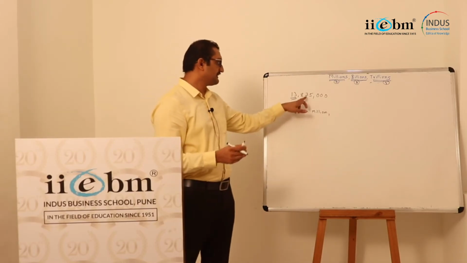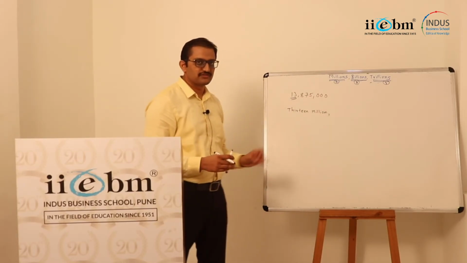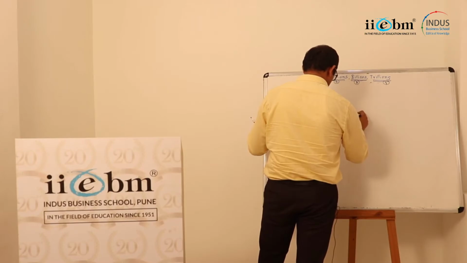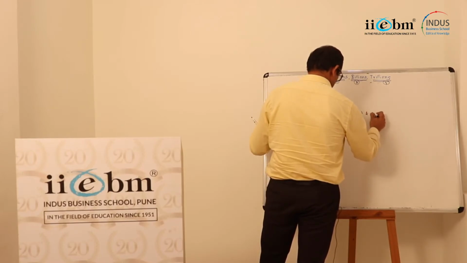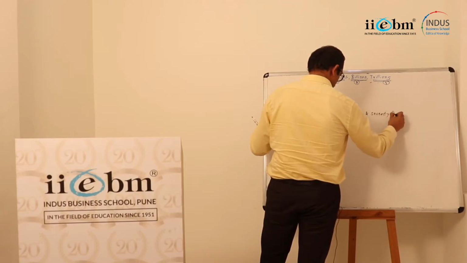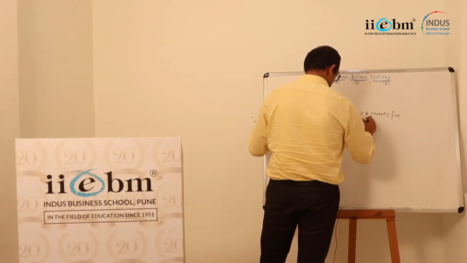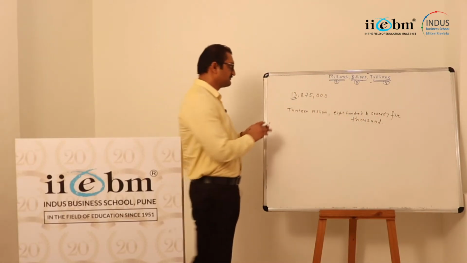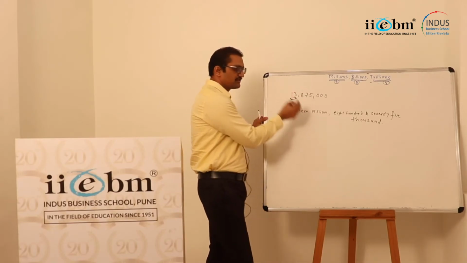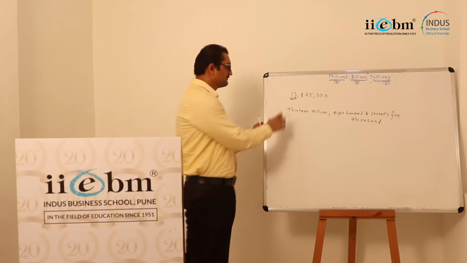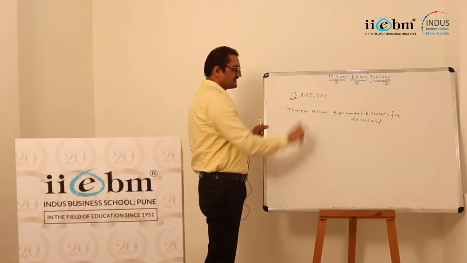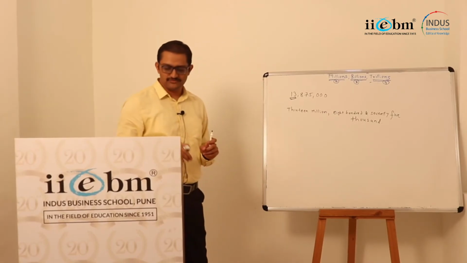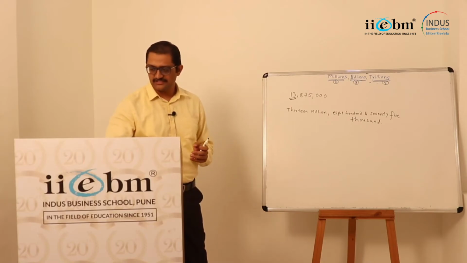Then 875,000. So as we can see now, this number can be put in wordings or pronounced as 13,875,000. So this is how we can read this particular number. Let us take another example.